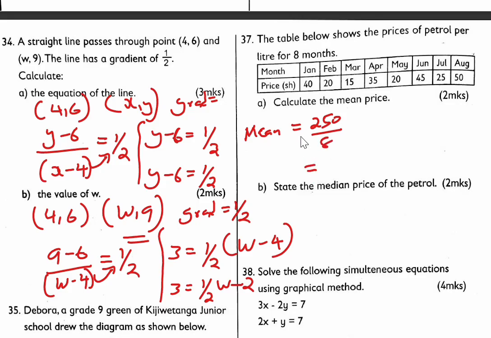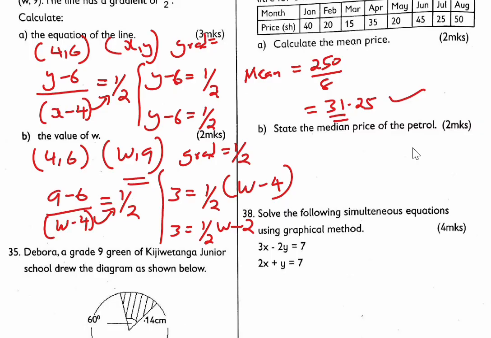So it will be 250 divided by 8. The mean will be 31.25. Therefore, the mean is 31.25 shillings, because it is the price of the petrol. So the answer is 31.25, and we score those 2 marks.